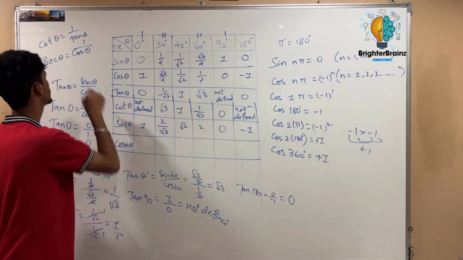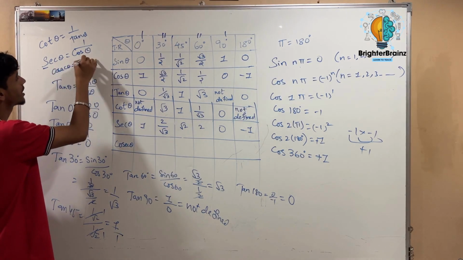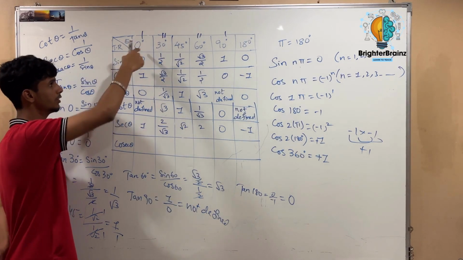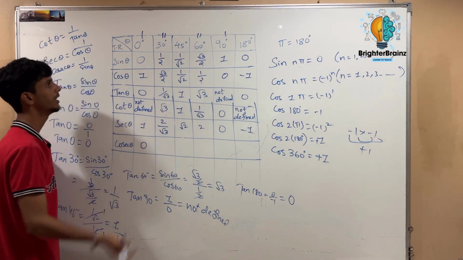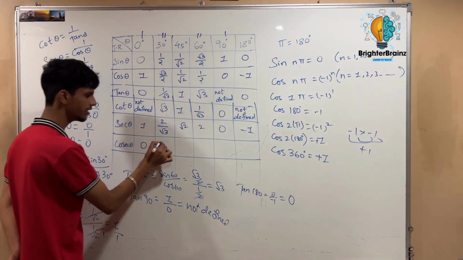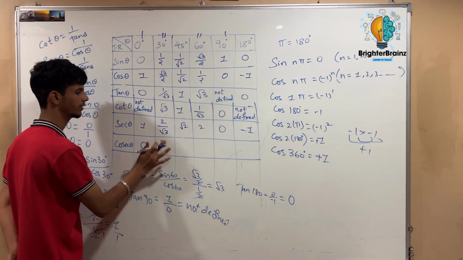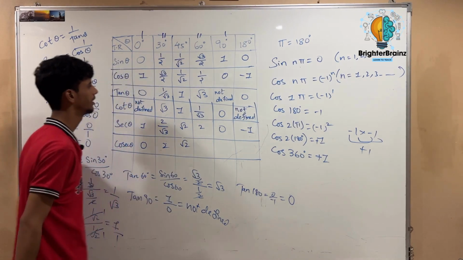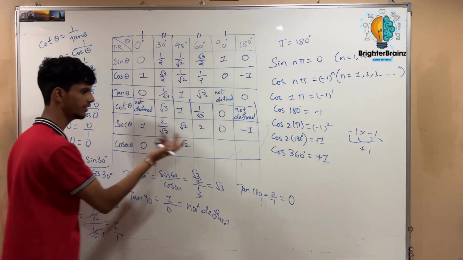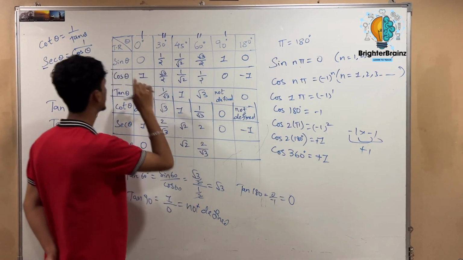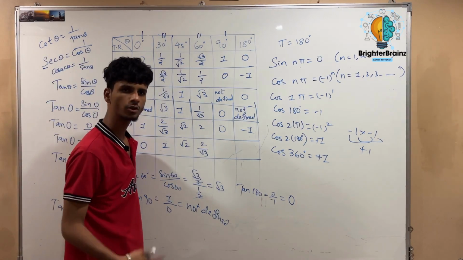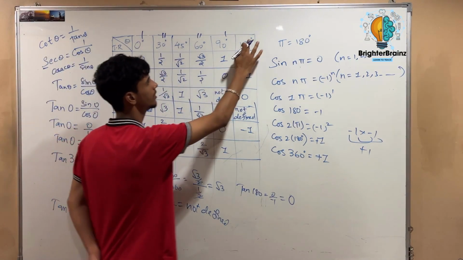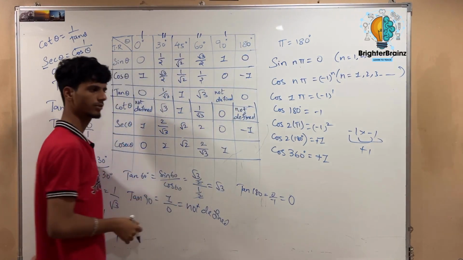Next, cosecant. Cosecant is the reciprocal of sin theta. So let us do it here. Sin 0 is 0. Then cosecant 0 becomes 0. Next, sin 30 is 1 by 2. Cosecant 30 is 2 by 1, which is nothing but 2. Next, sin 45 is 1 by root 2. It becomes root 2. Next, sin 60 is root 3 by 2. Then it becomes 2 by root 3. And next, sin 90 is 1. Cosecant 90 becomes 1. Sin 180 is 0. Then cosecant 180 is 0.